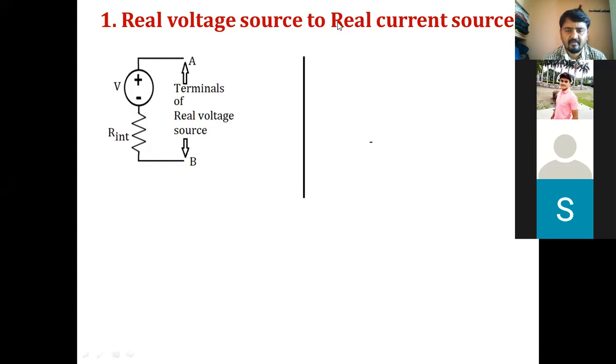Can anyone tell the formula of Ohm's law? Ohm's law का formula क्या है? V equals IR. V equals IR. Okay. So V is already given here, R is given here. Which one is unknown? V is given, R is given, I is the unknown here. So in the voltage source, we know the value of V, we know the value of R.